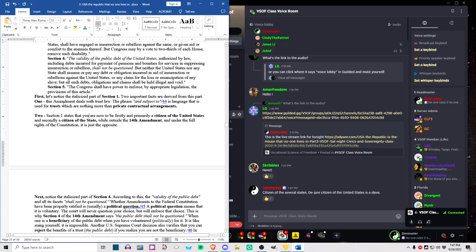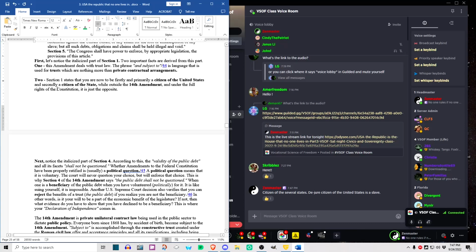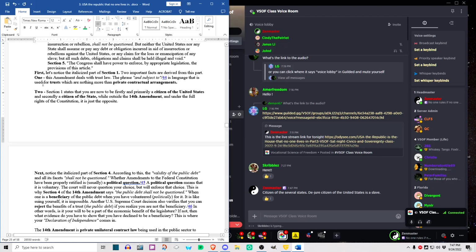Okay, so to continue here. 2, Section 1 states that you are now to be firstly and primarily a citizen of the United States and secondly a citizen of a state. While outside the 14th Amendment and under the full rights of the Constitution, it is just the opposite. Next, notice the italicized part of Section 4. According to this, the, quote, validity of the public debt and all of its facets shall not be questioned.